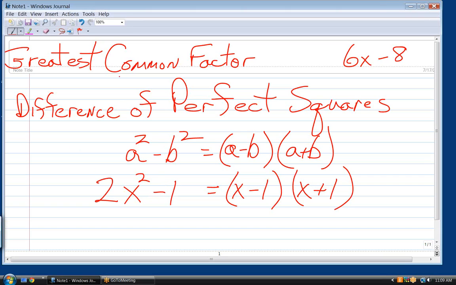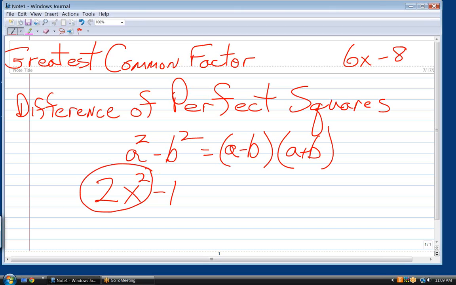How about if I did that? Is that the difference of perfect squares? No. That is not a perfect square. There is no whole number that multiplies together to give you 2. So this is only going to apply if we have the difference of perfect squares.